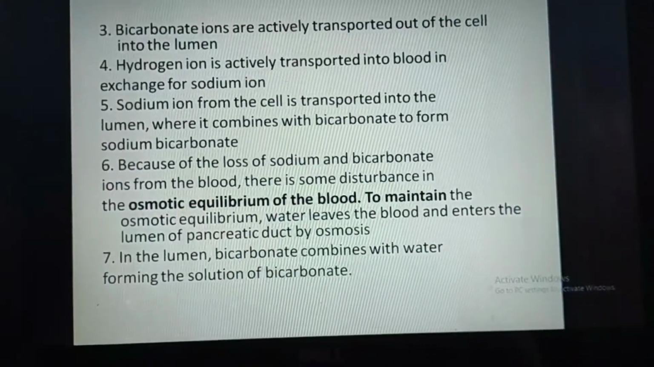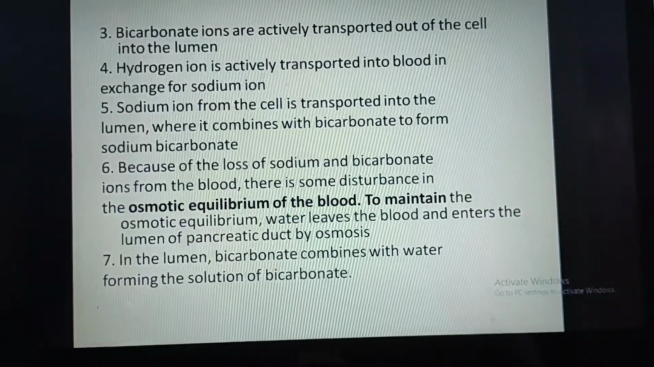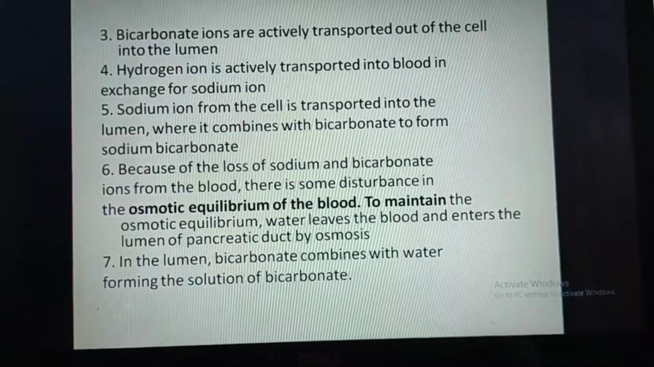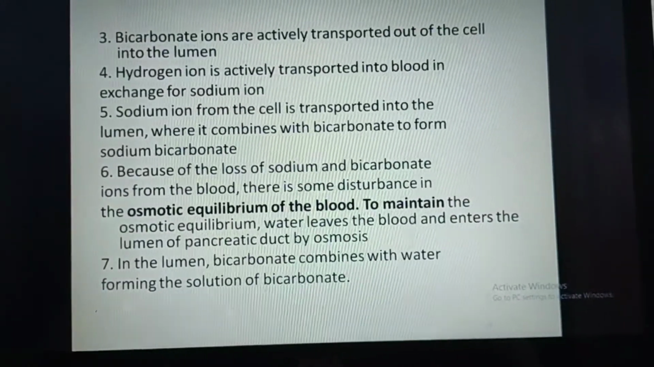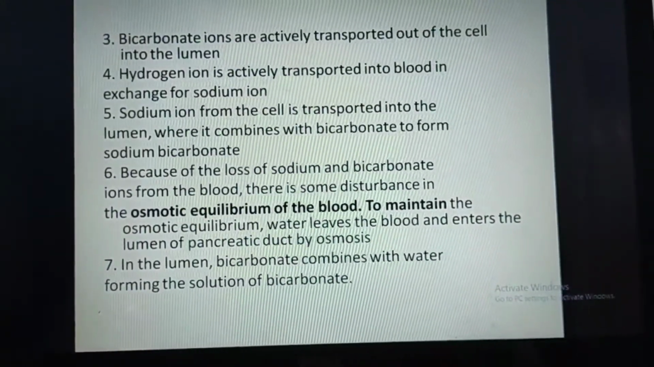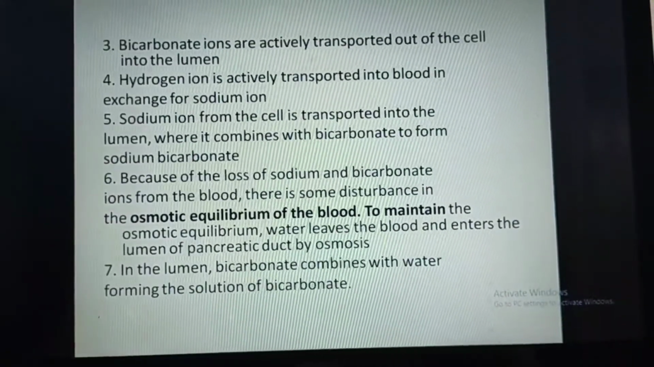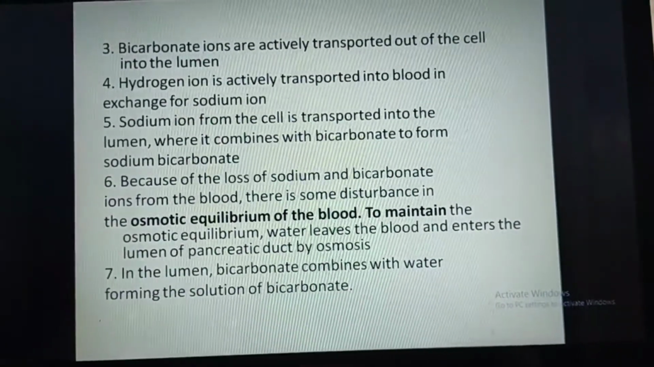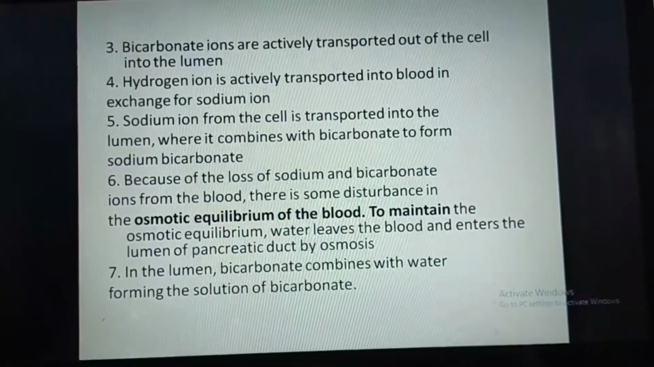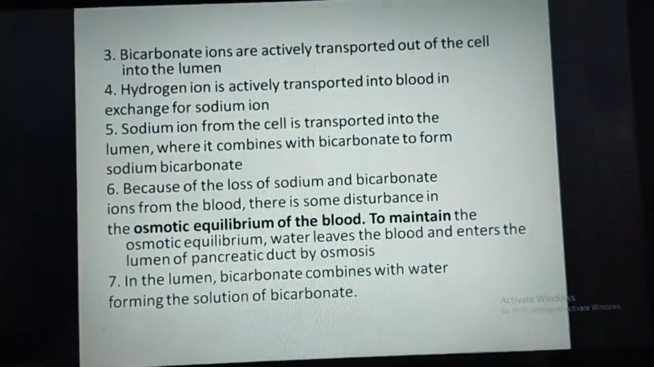Because of the loss of sodium and bicarbonate ions from the blood, there is some disturbance in the osmotic equilibrium of the blood. To maintain the osmotic equilibrium, water leaves the blood and enters the lumen of the pancreatic duct by osmosis. In the lumen, bicarbonate combines with water, forming the solution of bicarbonate.